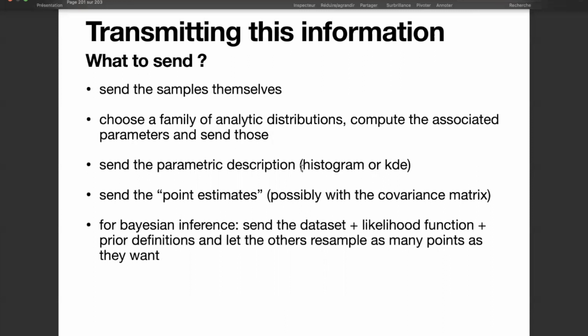You could send the parametric description, the histogram, the KDE. You could send the point estimates, possibly with the covariance matrix. And this is typically what we do in our papers. We print tables of point estimates, and that's it. For Bayesian inference, you could send the data set and the likelihood, or the data set and the forward model, and let someone resample as many more points as they want. So kind of reproducible science. You can redo what I've done just by having the data set and the way I've treated the method. It would be interesting to see if different sampling methods give the same results. We have also sampling errors.